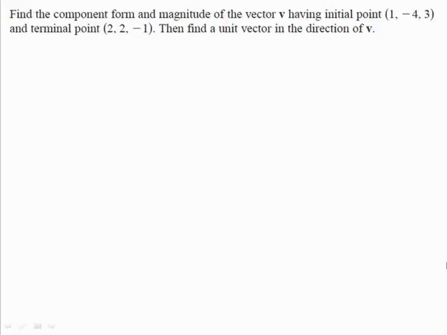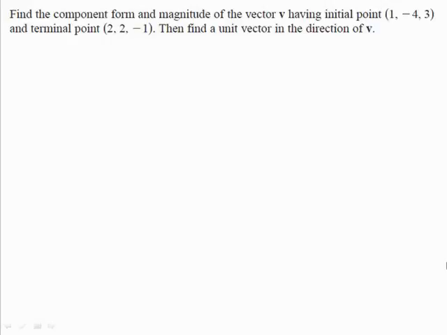Find the component form and magnitude of the vector v having initial point the ordered triple 1, -4, 3, and terminal point the ordered triple 2, 2, -1. Then find a unit vector in the direction of v.